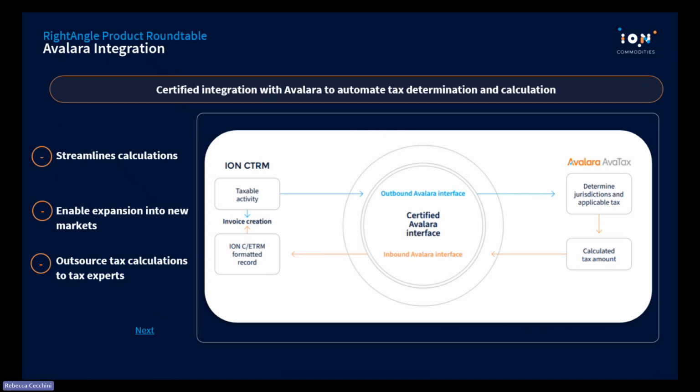Thank you, Jenny. And last, our partnership with Avalara. So several RightAngle customers use Avalara for tax compliance reporting. Today, ION now provides a service to our customers for efficient and accurate tax determination and calculation. So beginning with S26, we now offer a certified integration that streamlines the calculation of sales and excise taxes in one solution. This is available to be connected to any of ION's CTRMs, but we did start with RightAngle.